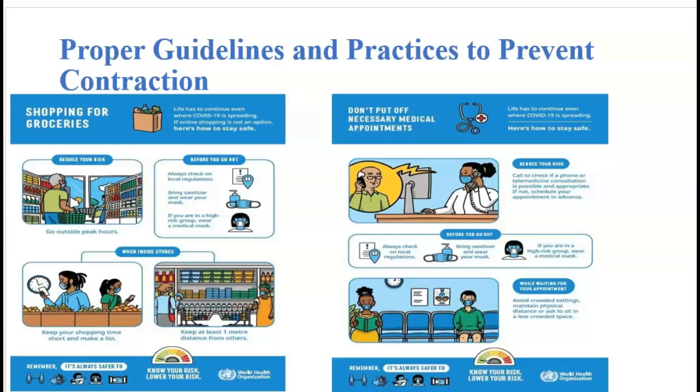Another important thing: if you have medical appointments, don't put off necessary medical appointments because of COVID. Just do things to try to reduce your risk. Call ahead, already have your appointments scheduled, and don't try to go in as a walk-in. Before you get there, have your hand sanitizer and your mask with you. Once you get there and you see other patients or people, keep your distance, preferably 6 feet or greater.